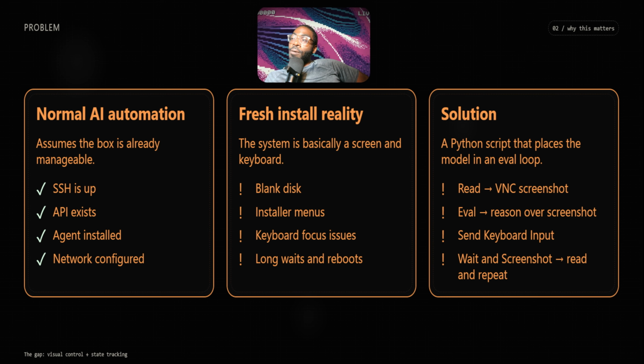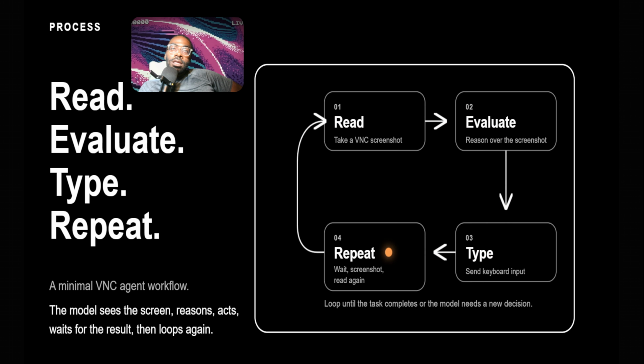But my solution was to create a Python script. That Python script puts the model inside of a loop. Let's talk about that loop. This is the loop that the model will be entering inside of this video. It is Read-Eval-Type-Repeat. So my Python script calls a programmatic VNC session. It takes screenshots of that VNC session.